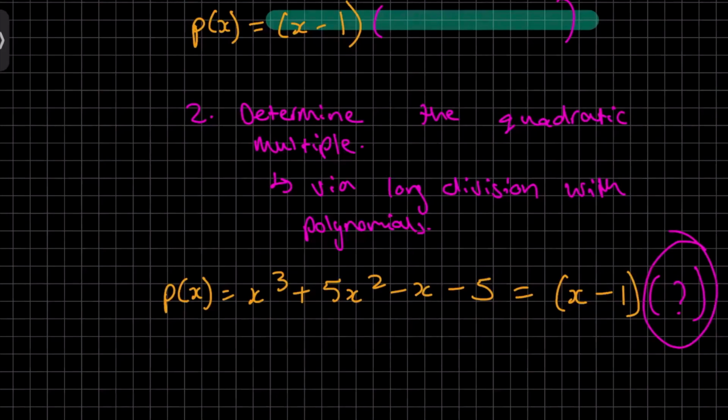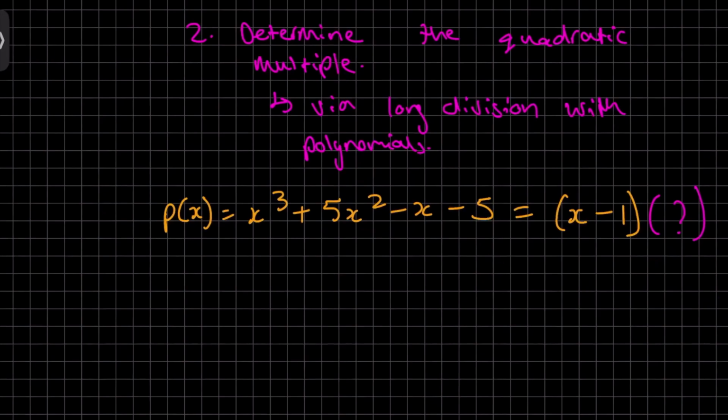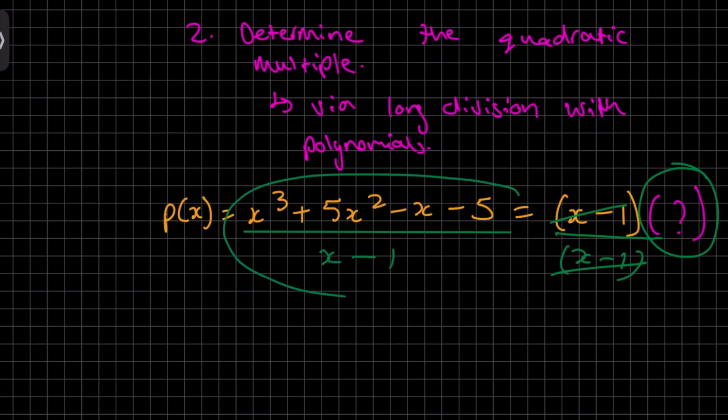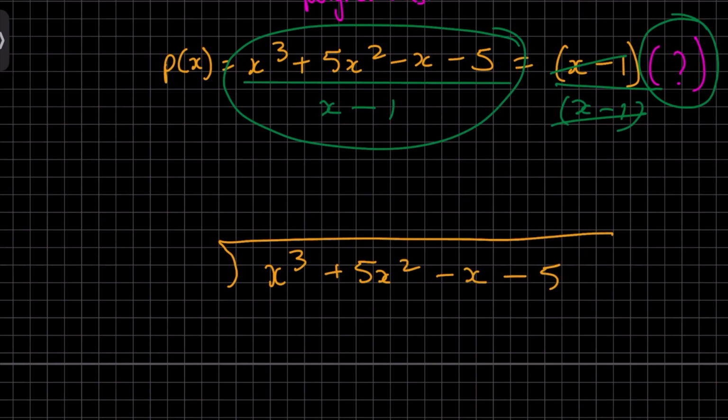So to isolate the unknown quadratic and determine it, we will have to divide both sides by x minus 1. If we divide this side by x minus 1, then these two will just cancel out, isolating our quadratic, which is what we're trying to determine. And we will have to divide this side by x minus 1. So this can be simplified using our long division. Alrighty, let's set this long division up as we normally do: x to the power of 3 plus 5x squared minus x minus 5 divided by x minus 1.